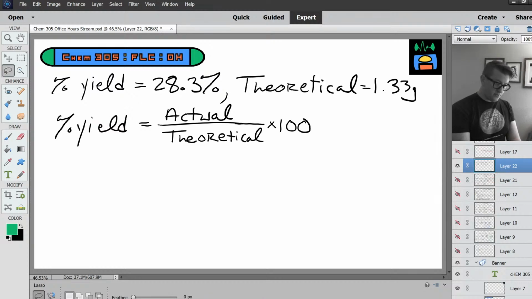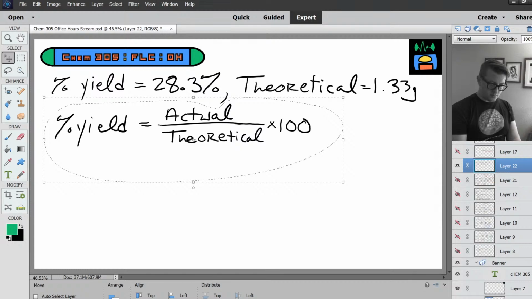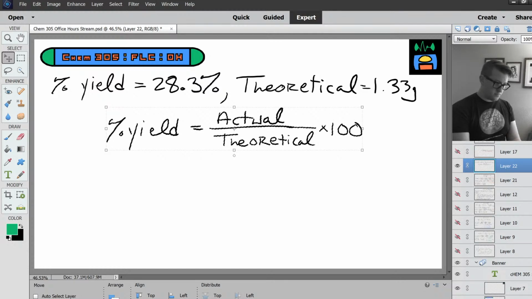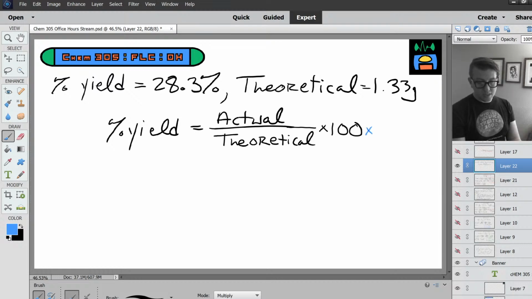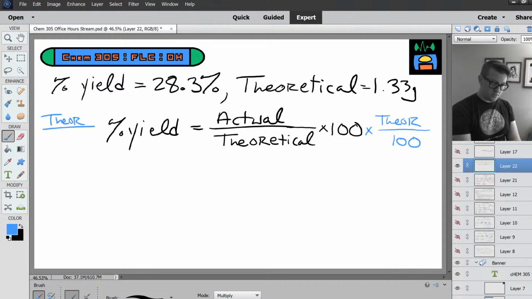We can calculate actual if we do a little bit of algebra. So we've got to get our actual yield isolated on one side of this equation. We've got to multiply both sides by our theoretical over 100, so they each cancel on the right side of the equation, and we can solve for actual yield.